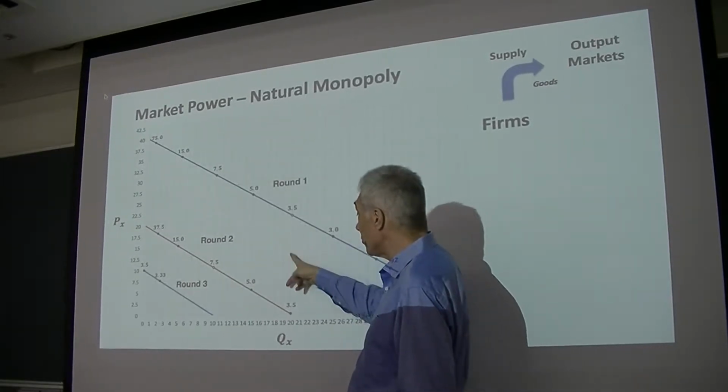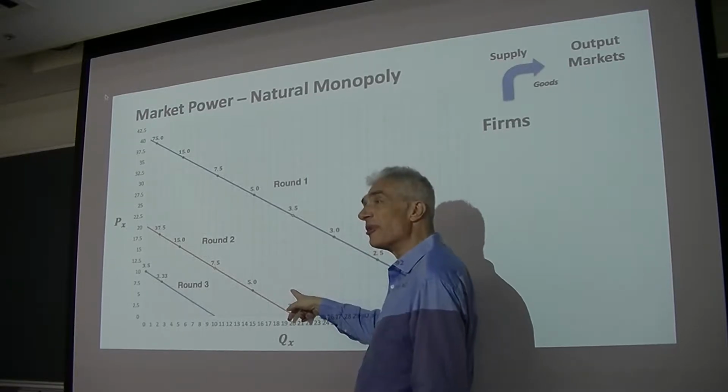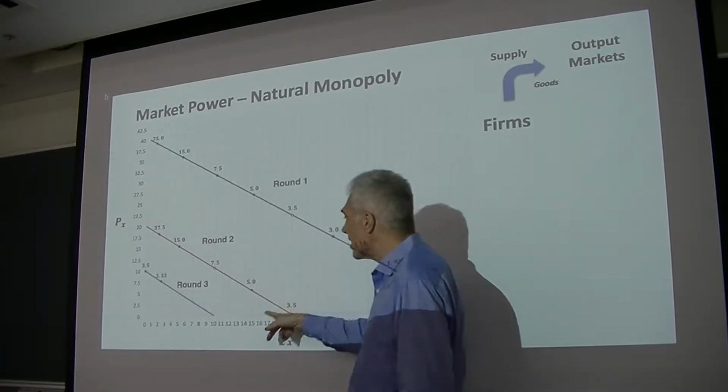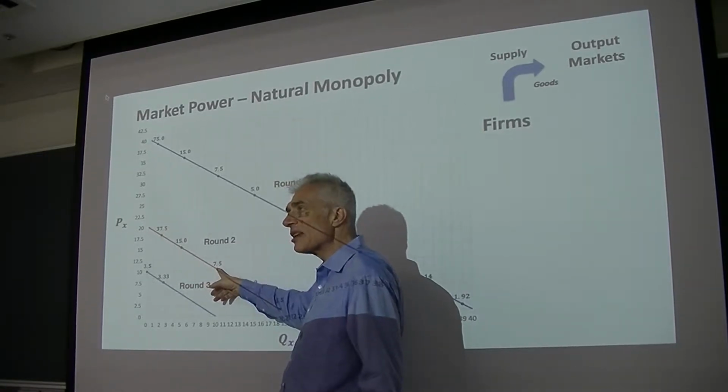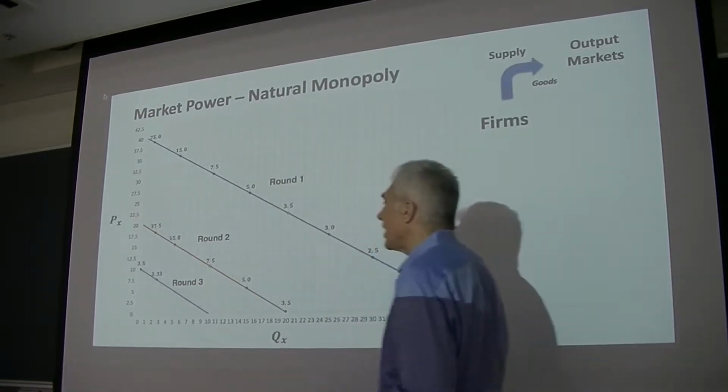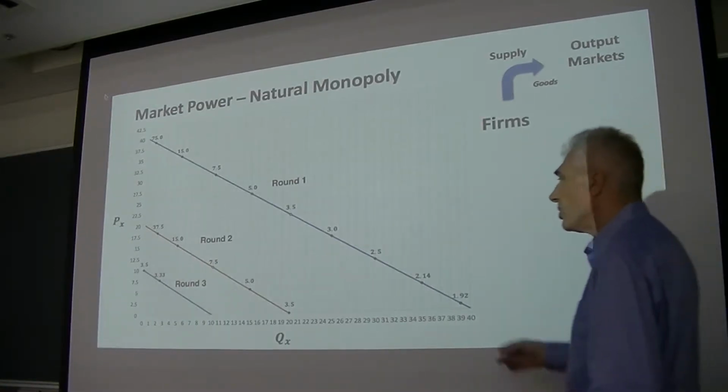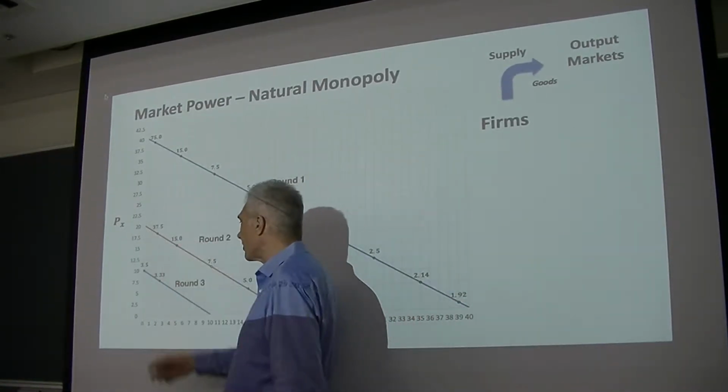But firm 1 has an average cost of 3.5. Okay, so we can see this is the optimum. Firm 2 makes its best. This is the best it can do. So firm 1 goes into round 3.